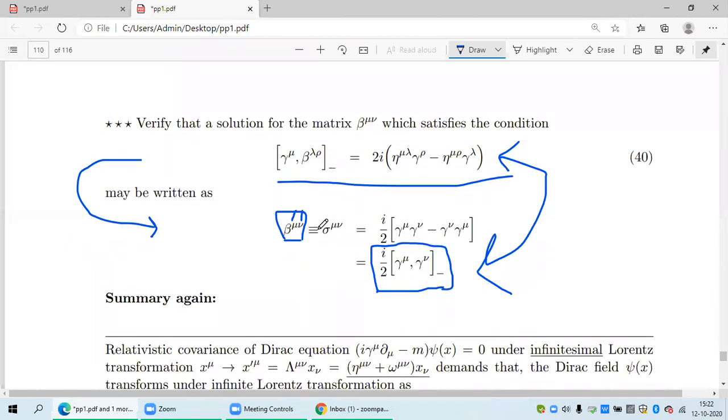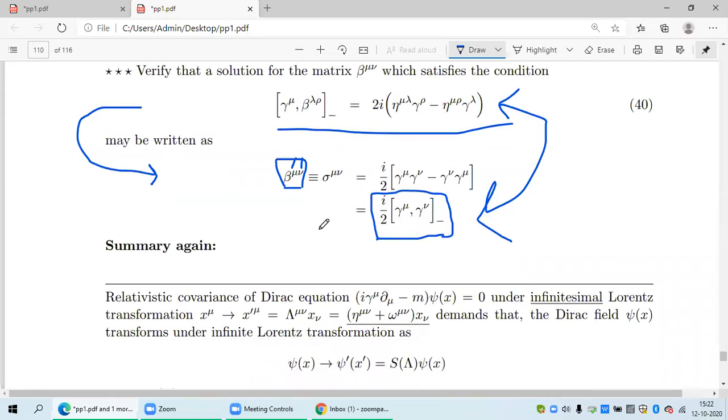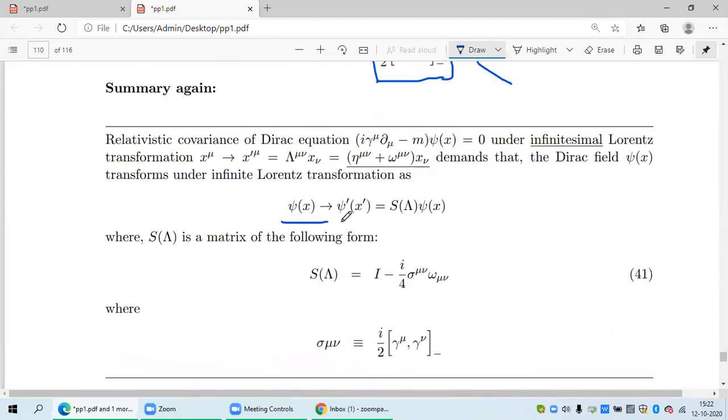Okay, so this is for the infinitesimal Lorentz transformation. At least we can summarize that for an infinitesimal Lorentz transformation, this transformation matrix should be of this form, where this quantity is this commutator. We will later see that this is the matrix representation of the spin operator. We will see slowly. But so far as Lorentz transformation is concerned, this is the general form of the Lorentz transformation when the transformation is infinitesimal.